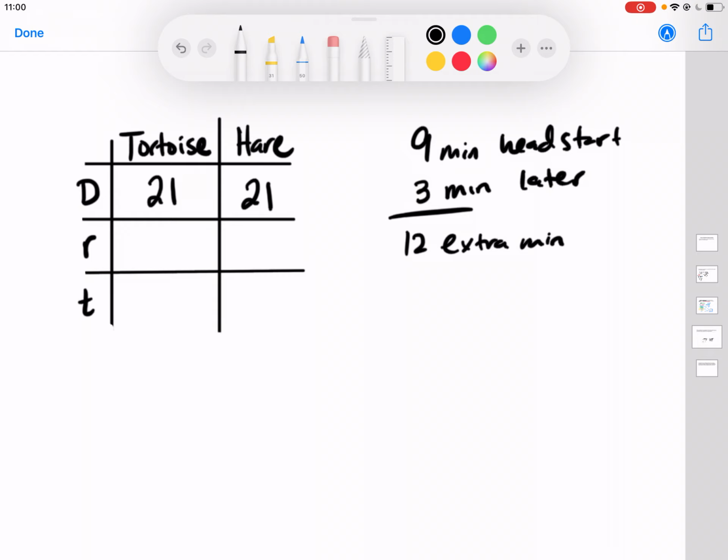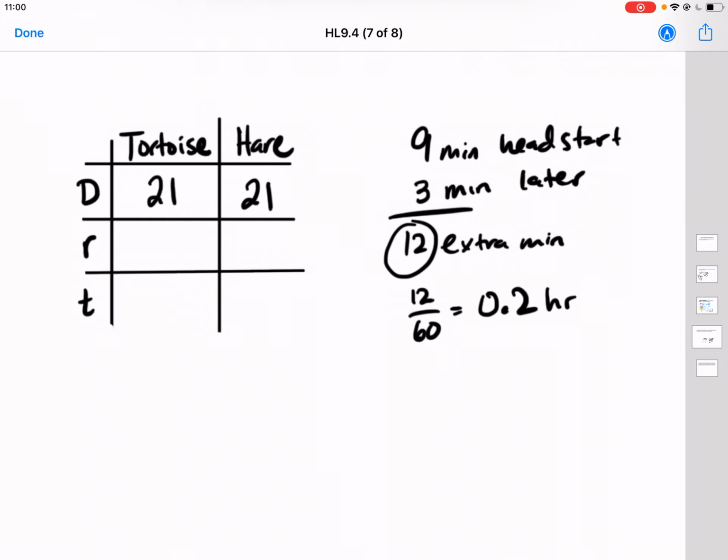Now, notice the speed, it says it's 0.5. They talk about the speed in meters per hour. This is in minutes. So 12 minutes is the same thing as 12 over 60, if we convert it to an hour, which is 0.2. I'm just going to put it as 0.2 hours.